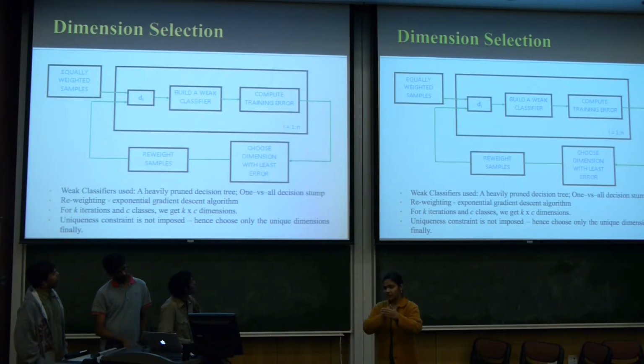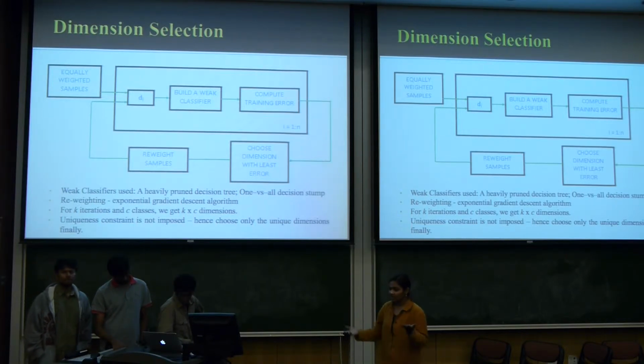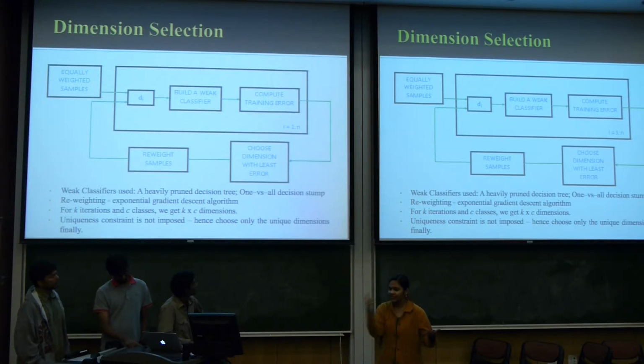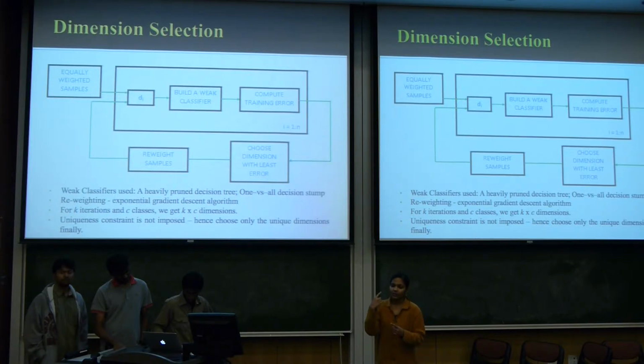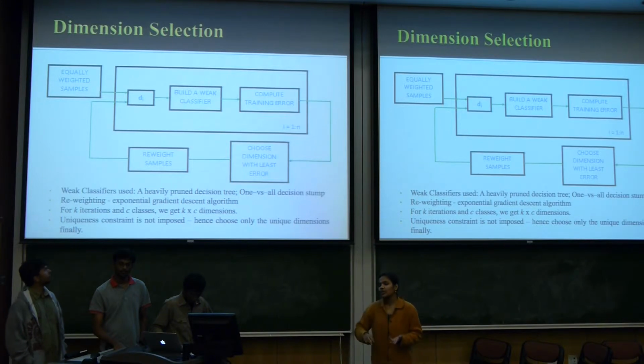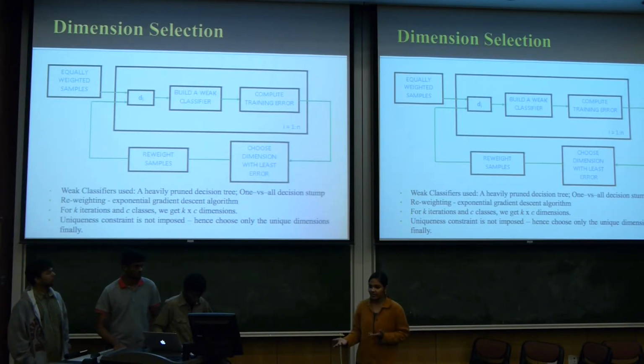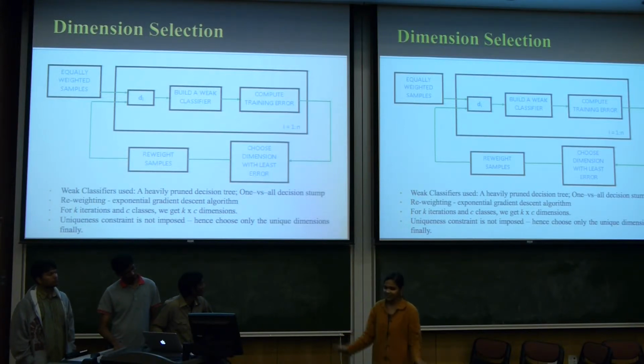Out of the 265 features, take each dimension and train a weak classifier on it, then compute the training error, take the dimension that has the least training error, and reweight the samples in a manner similar to AdaBoost. We have not imposed a uniqueness constraint on selecting the dimensions: once you select a dimension, you can select it again, because AdaBoost works like that. We tried both with and without imposing the constraint, and not imposing the constraint gave us good results.